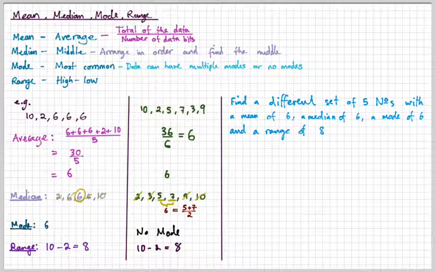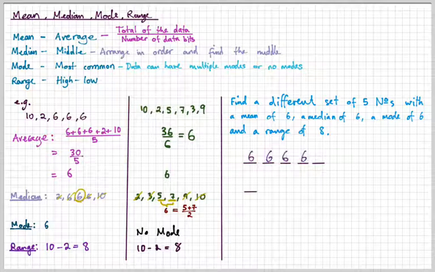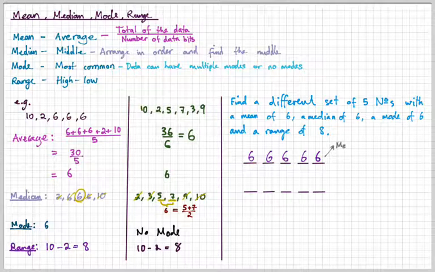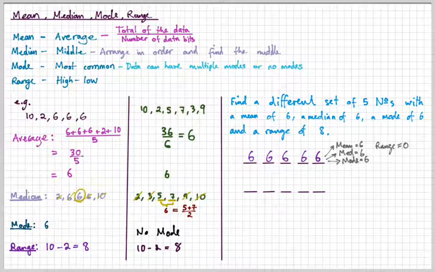So one way to do this is to start with a set of numbers that fit some of the criteria. Not all of the criteria, some of the criteria. So if we put 5 dashes here, a set of 5 numbers that fit some of the criteria would be 6, 6, 6, 6, 6. This has a mean of 6, because if you add them up and divide by 5, you get 6. It has a median of 6. It has a mode of 6, but the range is 0. The range is the highest take away the lowest. 6 take away 6 is 0. So it's not quite right.